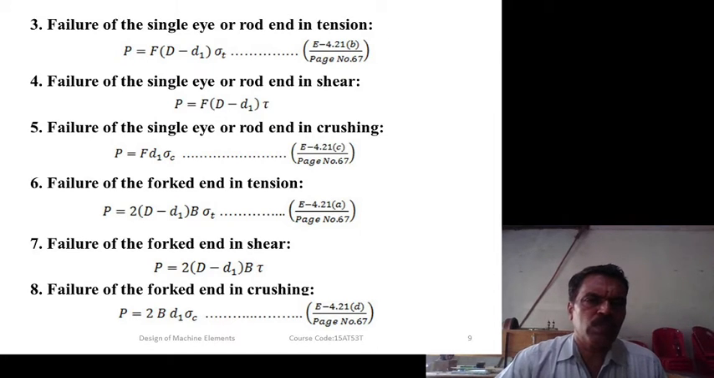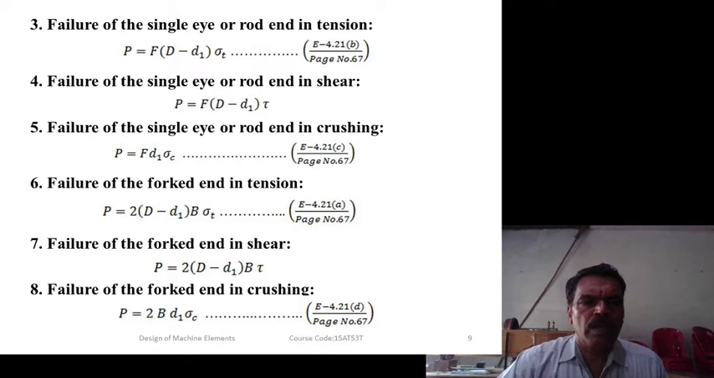Okay, coming to the fifth point, failure of the single eye or rod end in crushing. The crushing load is equal to area into stress. What type of stress is applied? Crushing stress. Therefore, instead of tau or sigma T, we take sigma C, which stands for crushing stress. Therefore P is equal to F D1 into sigma C. This is also available in the Design Data Handbook, page number 67, vide equation number 4.21c. Okay, next point is failure of the forked end in tension.